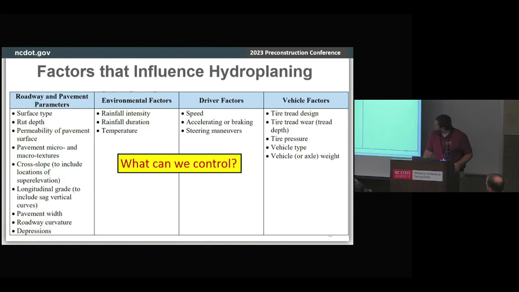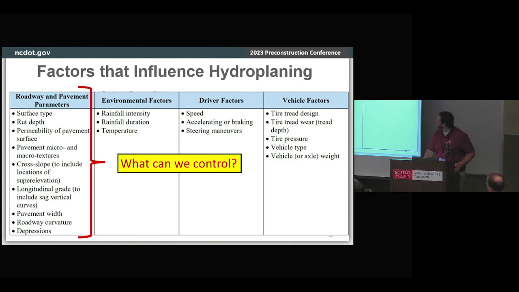So what are the factors that influence hydroplaning? What can we control? These items we can control: the surface type, the rut depths, the permeability of pavement, the micro and macro textures, the cross slopes, longitudinal grades, and so forth. But there's a lot of things we can't control. We can't control environmental factors. We can't control the drivers very well. People see a sign, but do they always obey it?